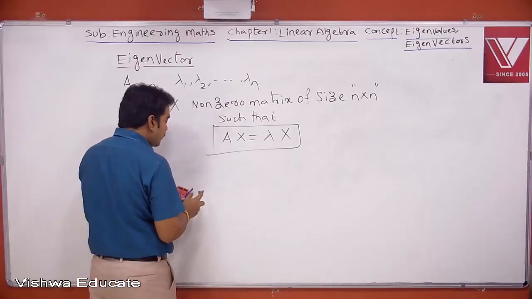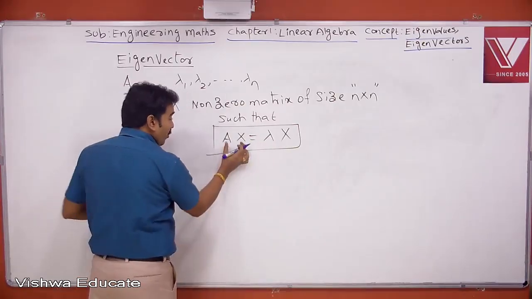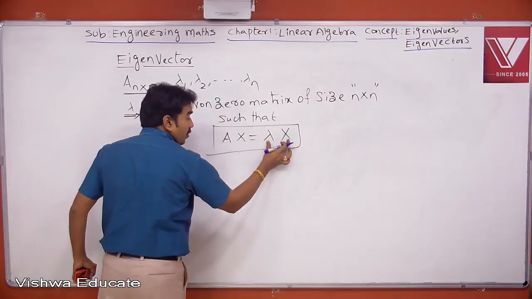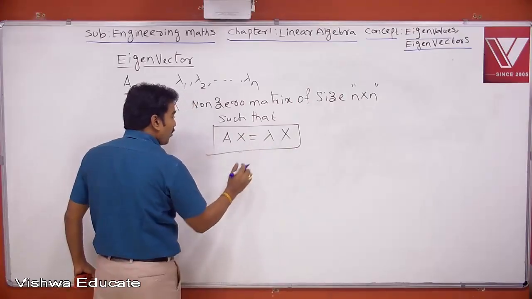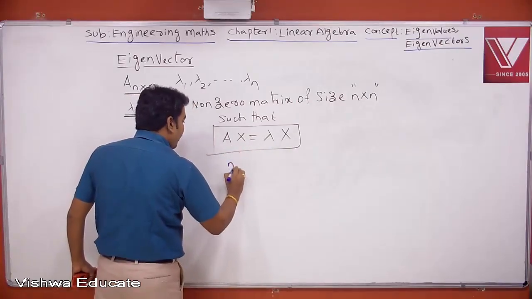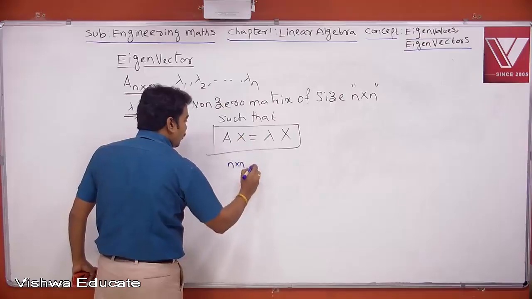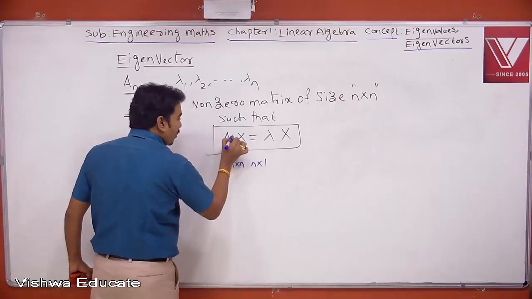Now let us see, this is one matrix, this is one matrix. Let us see logically whether it is true or not. What is the size of A? n cross n. What is the size of X? n cross 1.